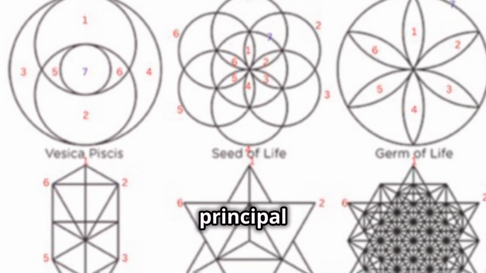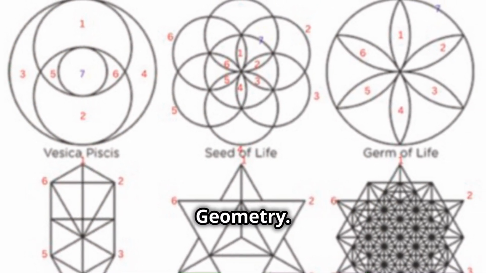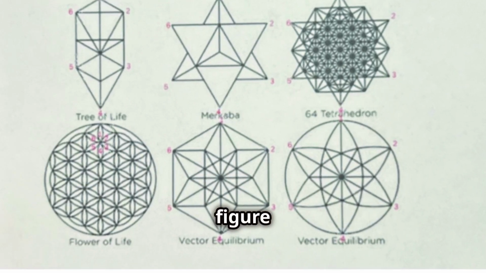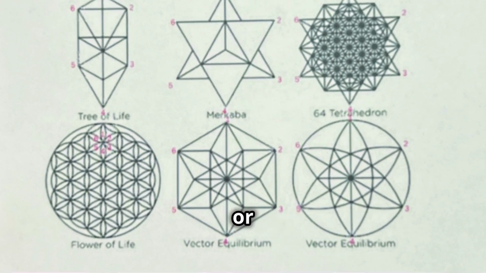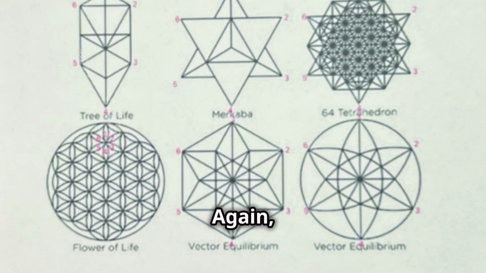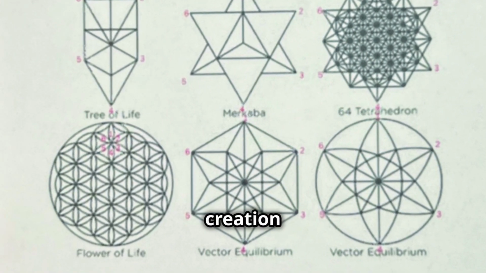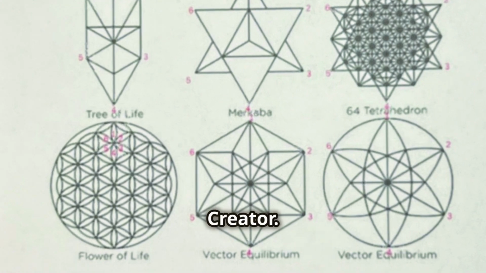Here you can see the principal shapes of sacred geometry. All of these geometric figures are based on the number 6, with the 7th figure either being the center of the object or surrounding the object. Again, this reinforces the idea that 6 is the number of the finished creation and 7 signifies the creator.